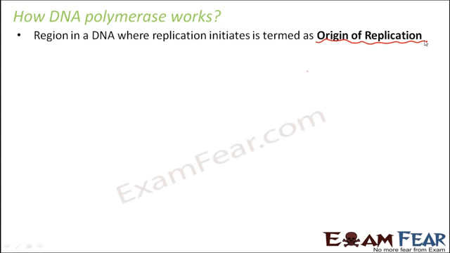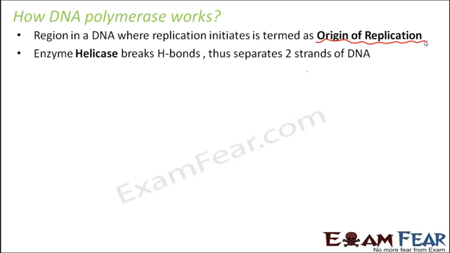So the region from where it starts getting divided into two strands is known as the origin of replication, and it doesn't happen just anywhere in DNA, only at certain specific points. Now, who helps in separating the two strands? The enzyme helicase. And how? By breaking the hydrogen bonds between the bases. For example, adenine and thymine are connected by two hydrogen bonds. Similarly, cytosine and guanine are connected by three hydrogen bonds.